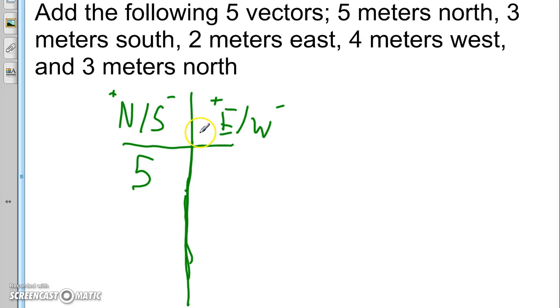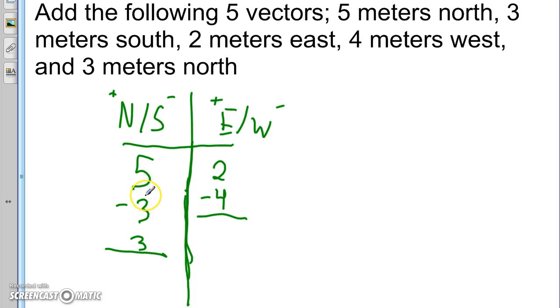So we have 5 north, so that's positive 5, good. 3 south is going to be negative 3. 2 east, okay, that's positive 2. 4 west, negative 4, and then 3 north says positive 3. So we can combine all these vectors together.